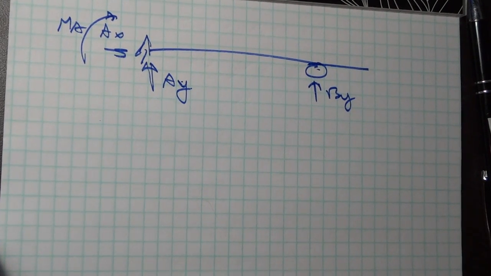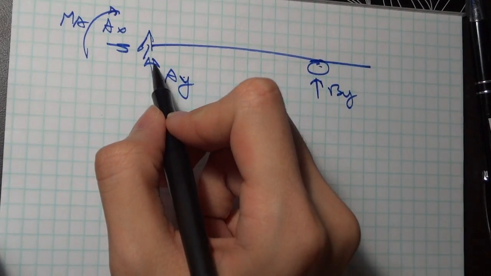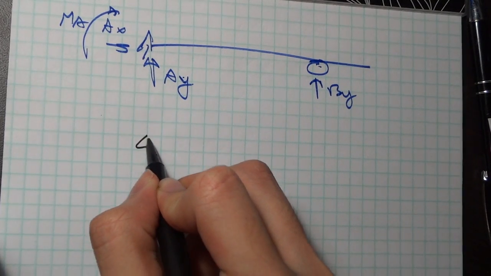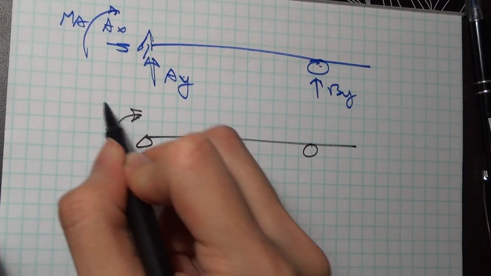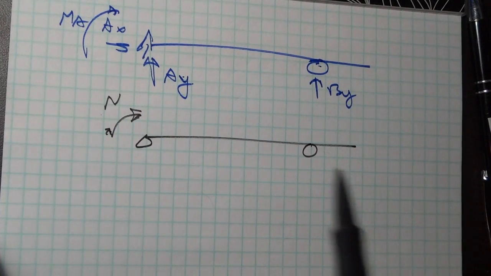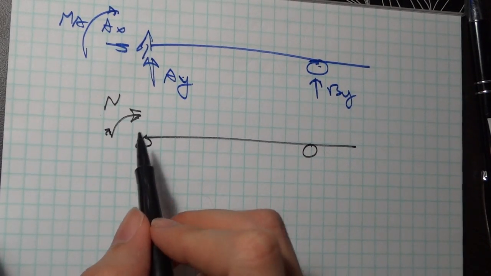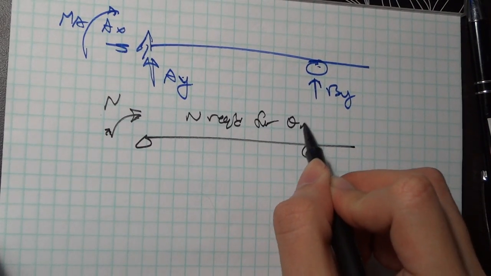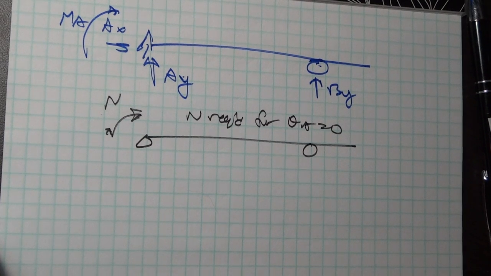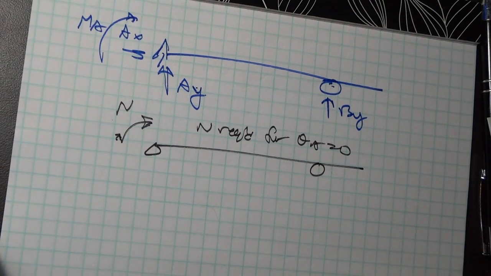So what do I mean by that? I mean that I could, for example, try to turn this one into a pin. Right, this would be one solution, and I would have some force N applied here, and I would want to find the reactions, the force N required to make the rotation here 0. So N required for theta A equals 0. I'm sorry, I know my handwriting is horrible, but hopefully this is still legible here.